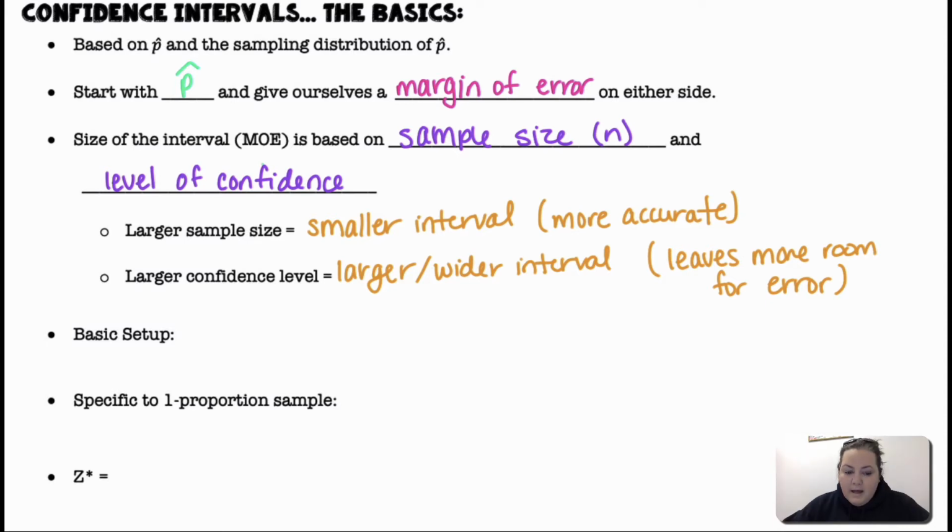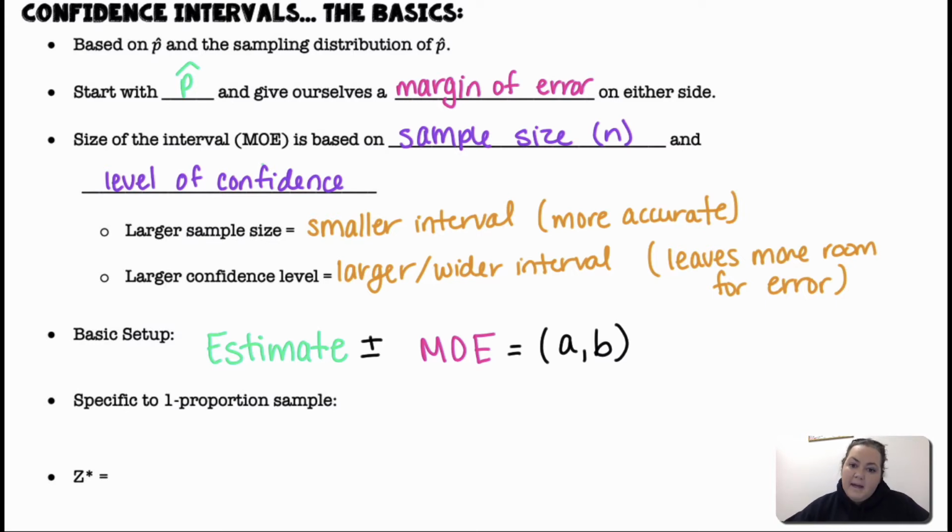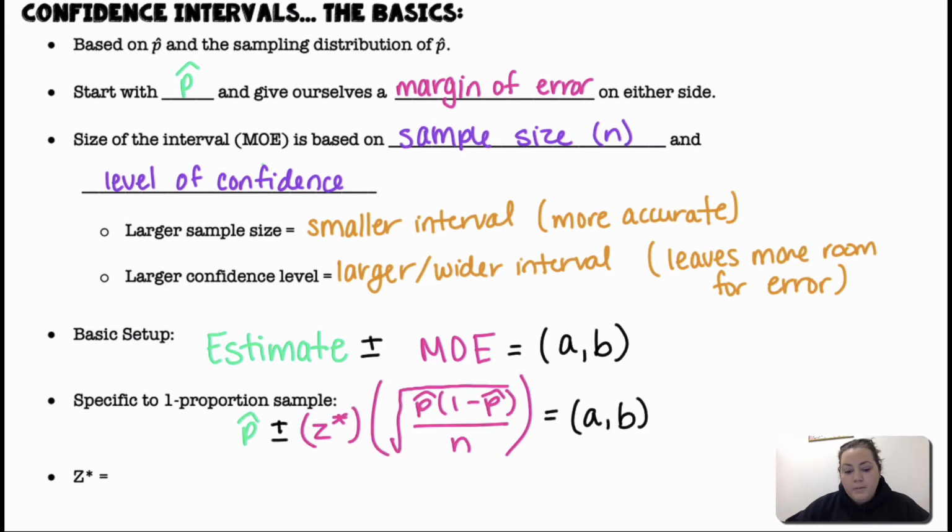All right, our basic setup for a confidence interval is our estimate plus or minus our margin of error gives us our interval from A to B. The specific formula for a one proportion sample is p hat, that would be our estimate, plus or minus z star times the standard error, which is the square root of p hat times 1 minus p hat over n. Both of those pieces in pink make up my margin of error, and that gives us our interval from A to B. Z star is the critical value, which we'll talk more about.